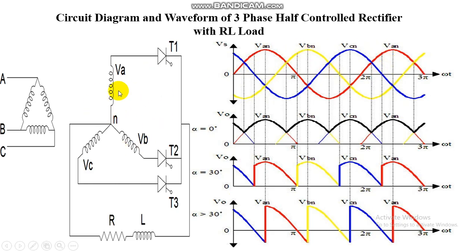Star connected secondary winding of the transformer, and delta connected primary winding, and this is alpha equal to 0. For alpha equal to 0 we are getting the values like this. Alpha equal to 30 degrees we are getting like this, but for alpha greater than 30 degrees in this RL circuit we are getting not only positive values of the voltage but also negative voltage like this. When you use a freewheeling diode, we are able to cut down these negative voltages.